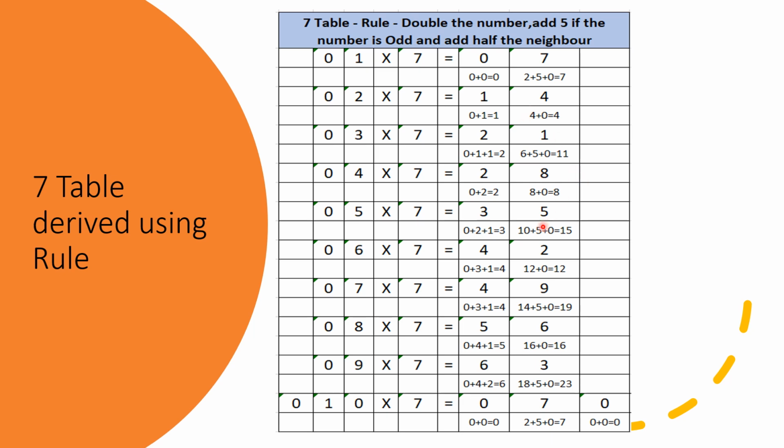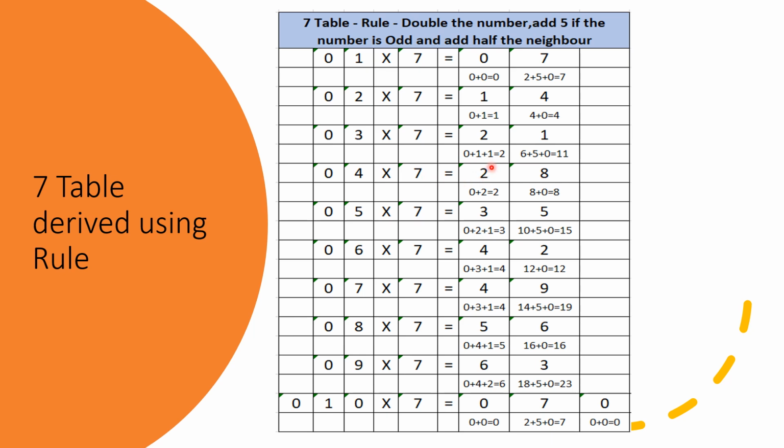So you will find something interesting from the number 3 here. When it comes to 3, since the number is odd, we'll have to add 5. So doubling the number, it becomes 6 plus 5 and plus 0, it is 11. You will have to keep the result 1 and carry forward the number 1 to the next digit. So here you will have 0 plus 1. Half the neighbor of 3 is 1, and plus carry forward as 1, so it becomes 2.